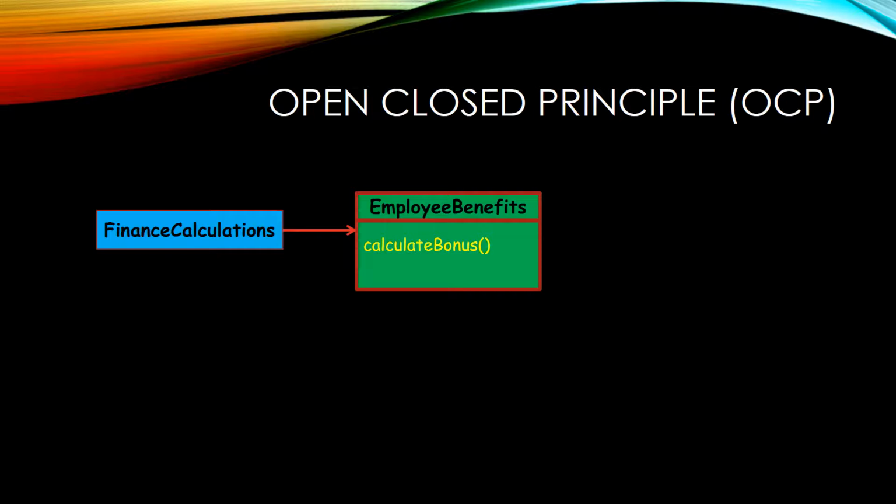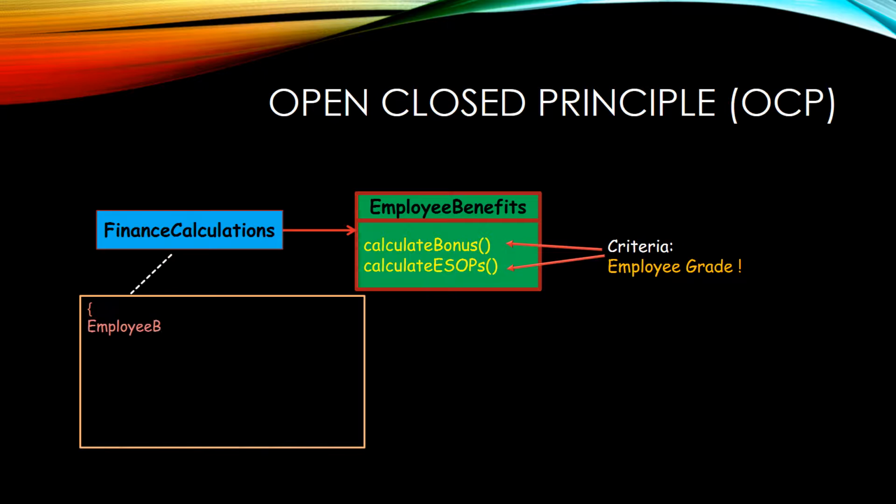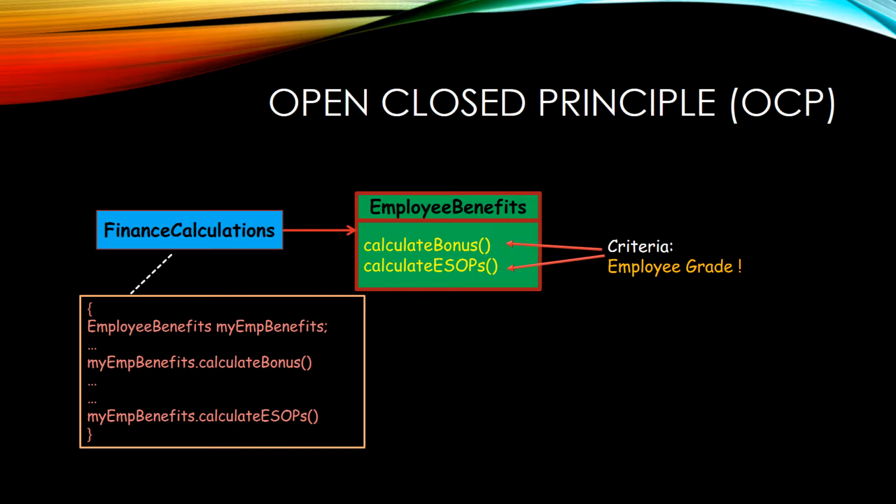Now let's say, apart from providing bonus, employee benefits also calculates the number of employee stock exchange options, or ESOPs in short. The amount of bonus as well as the number of ESOPs are both calculated based on a common criteria. For this example, we will assume that the common criteria is the grade of an employee. So now we have two methods in employee benefits. Finance calculations uses an instance of employee benefits class to call these two methods.